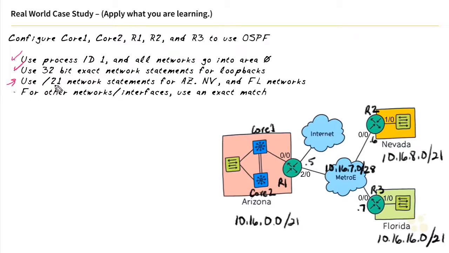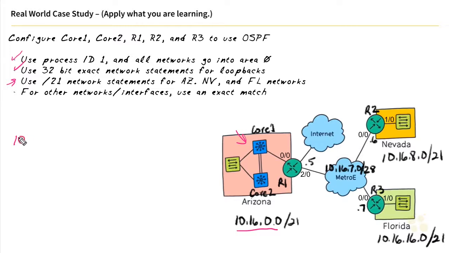Now it's asking us to use a /21 network statement for the Arizona, Nevada, and Florida networks. On a router, regarding network statements, we only need to be concerned about the directly connected networks that we want to include in OSPF. So here in Arizona, on these Arizona routers, we would want to include 10.16.0.0/21, and that would include any directly connected networks that happen to be in that address space. So how do we do a wildcard mask for that network? Let's actually go through that together.